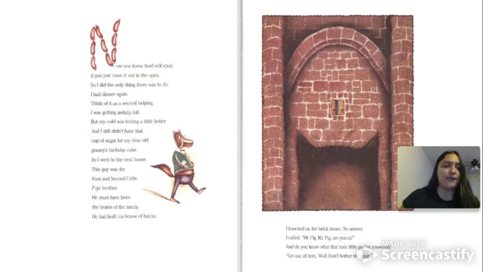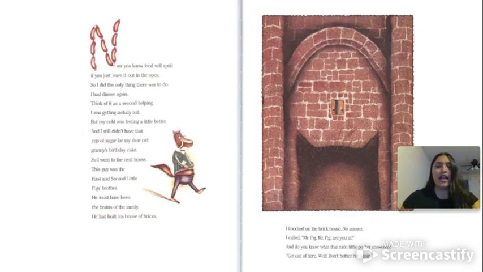I was getting awfully full, but my cold was feeling a little bit better, and I still didn't have that cup of sugar for my dear old granny's birthday cake. So I went to the next house. This guy was the first and second little pig's brother. He must have been the brains of the family. He had built his house of bricks. I knocked on the brick house.